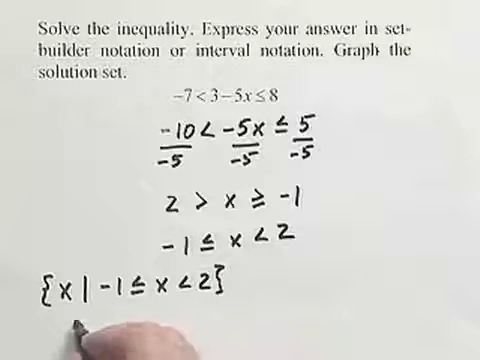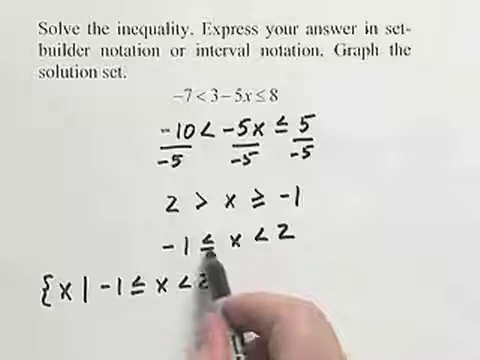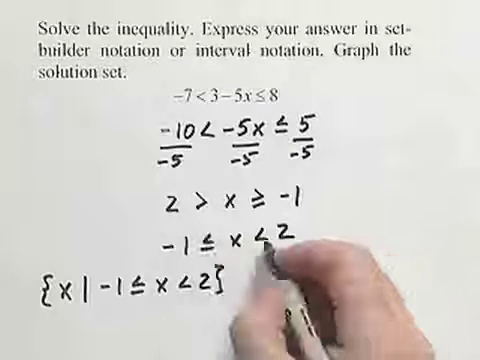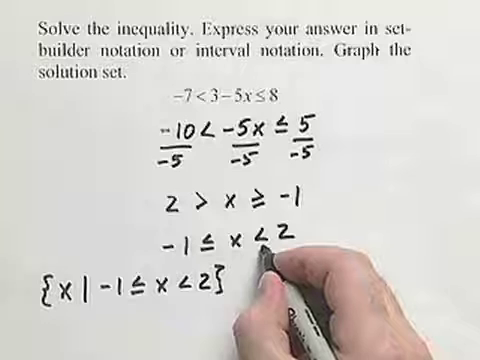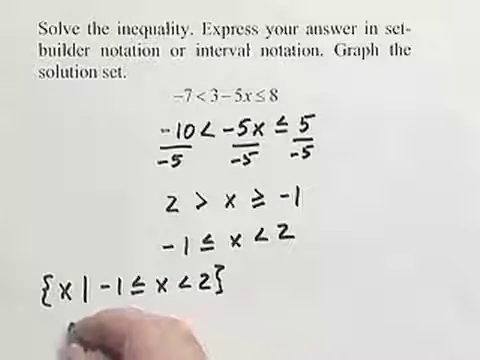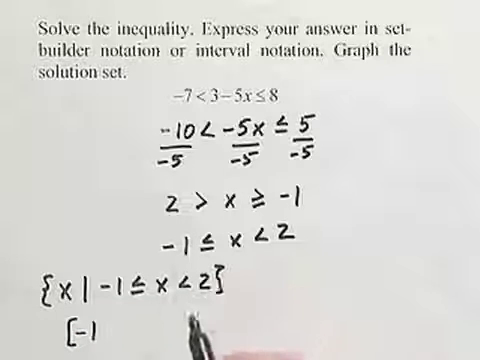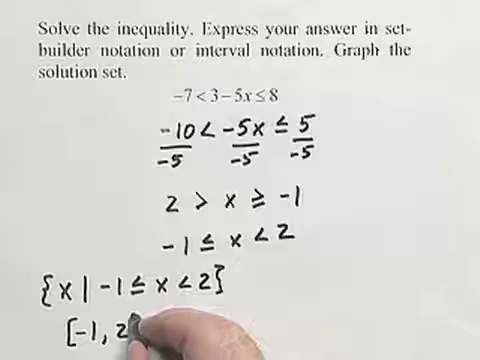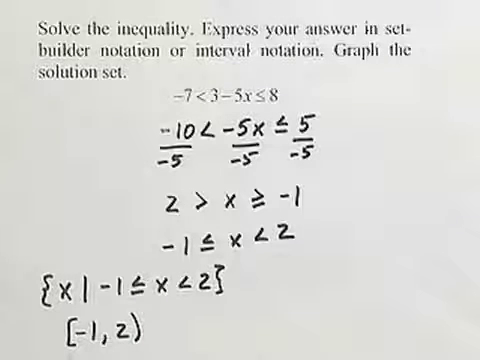For the interval notation, this makes it really easy. We see that this inequality is non-strict, so we're going to use a square bracket. But this inequality is strict, so we're going to have a parenthesis. So at negative 1, we use a square bracket because we can include that. And at 2, we're going to use a parenthesis to show that we don't include 2. So the interval negative 1 to 2, but not including 2, is our solution set.